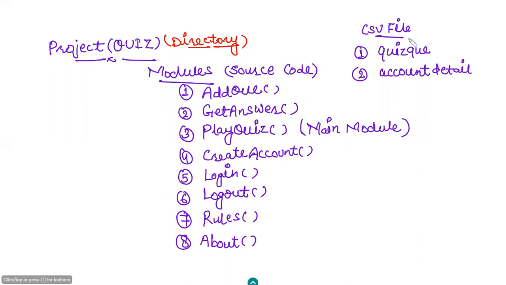Today we will start a project on quiz, right? So we will create a directory named quiz, which contains some modules. The first one is add question, where we will add some questions to answer them. The second module is for getting the answer from the user. And the next module is play quiz. This will be our main module.